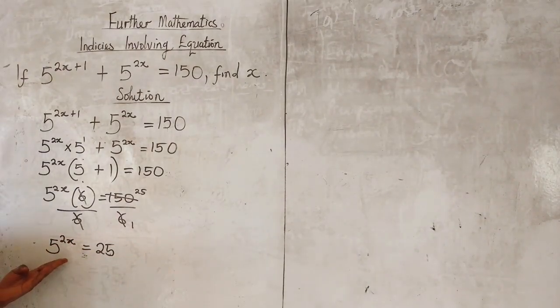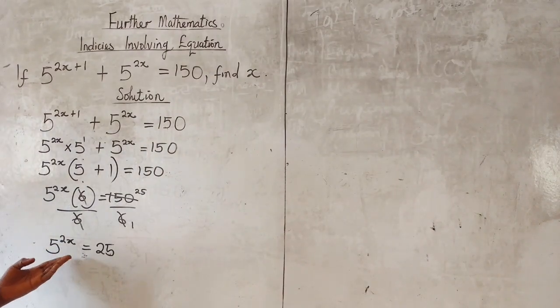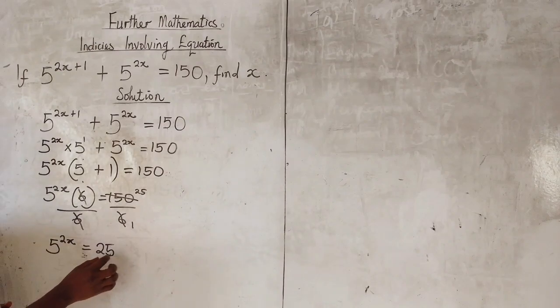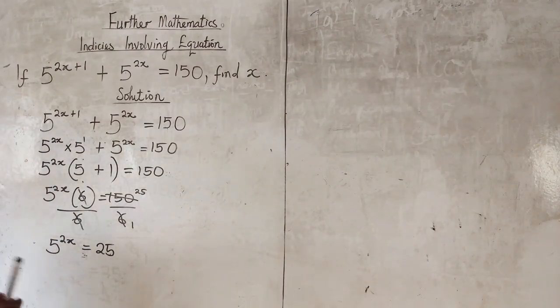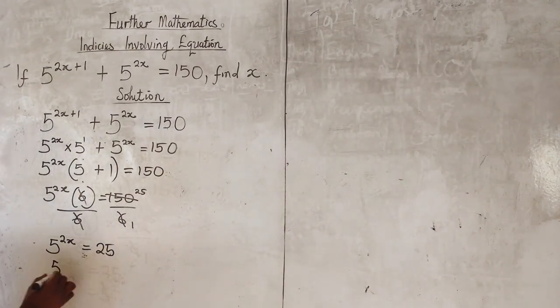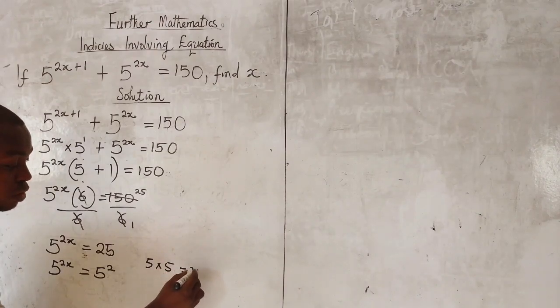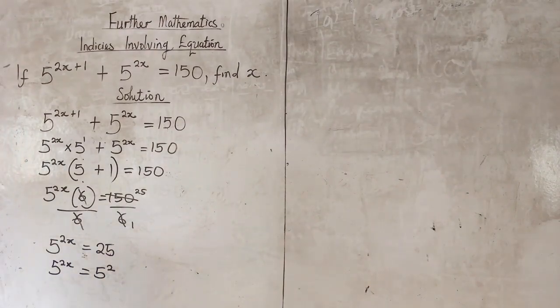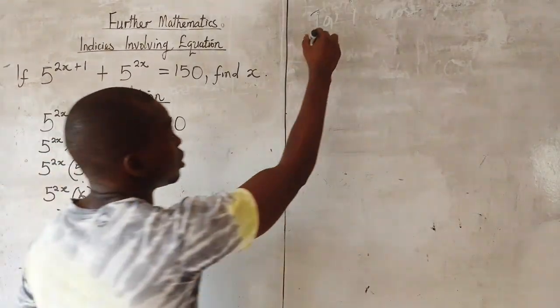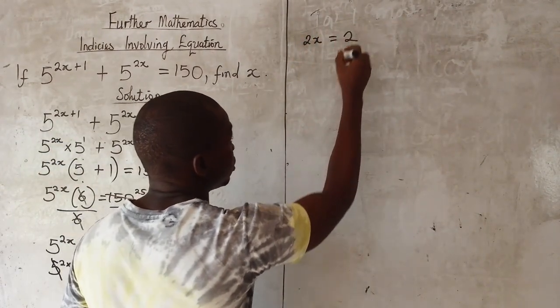So from this case, this part of the equation is in indices form. This other part is just a whole number. So I'm going to change the 25 to be like this other side to make it an index form. So 5 raised to the power of 2x is equal to 5 raised to the power of 2, which will give me 25, since 5 times 5 gives 25. So from here, it is very easy to get my answer. Since the bases are the same, I will strike them. So I'm left with 2x is equal to 1.